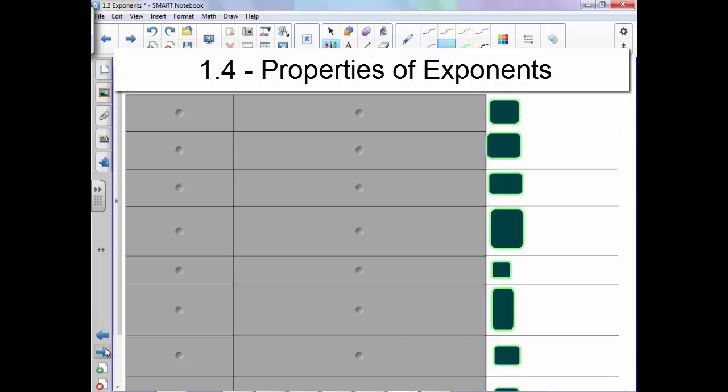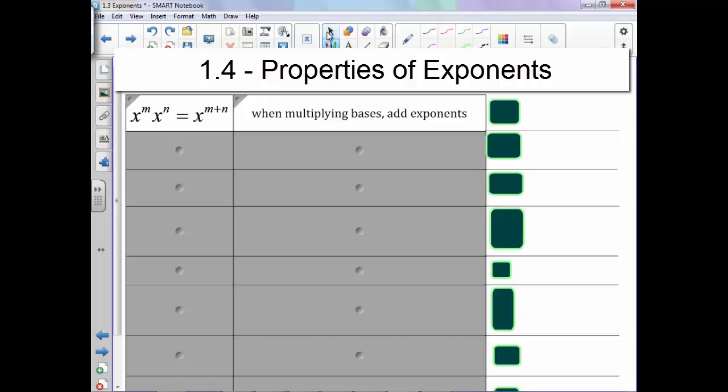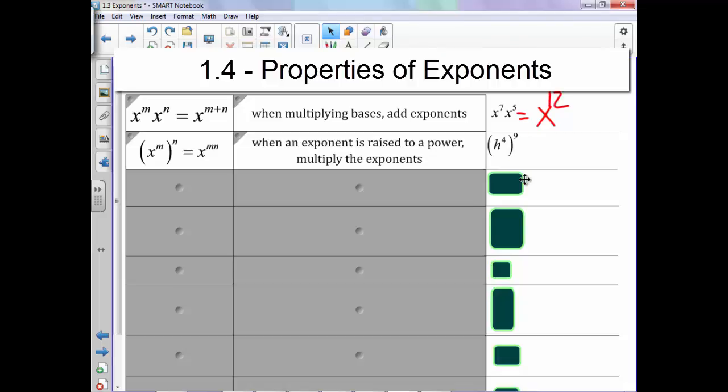Some properties and rules of exponents. We're going to be going a little fast on these. So this first one, when you multiply your bases, you add your exponents. So when we add our exponents over here, we're going to get x to the 7 plus 5, which is 12. To have an exponent raised to a power, you want to multiply the exponents.